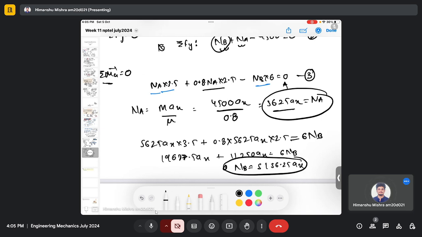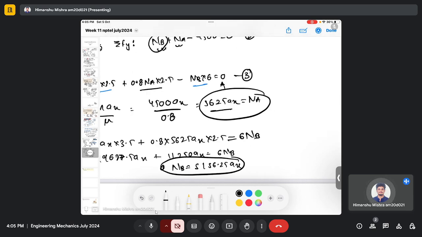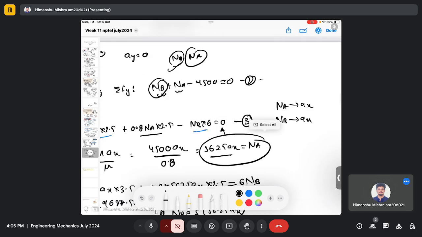So this is my relationship between NB and AX. I got the relation between NA and AX and NB and AX. So if I substitute both expressions in equation 2, I can write NB in terms of AX and I can write NA in terms of AX. So this whole equation will be given in terms of AX only and I can solve for AX.